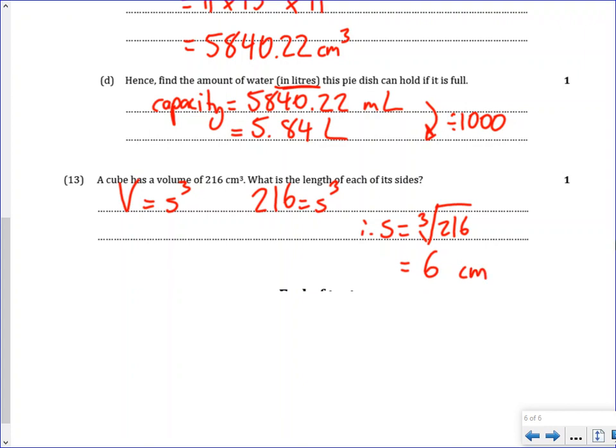So what we're doing here is a bit of a different question, just realizing that the volume of a cube is just the side times the side times the side. So you're asking yourself, what number can I multiply by itself and then itself again to eventually get 216, which is 6. Anyway, so this is the end of the test.